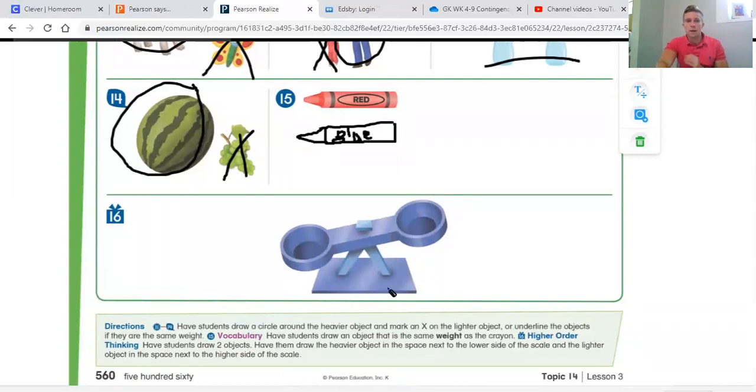You're drawing two objects. Now, this is going to be fun because we have some great artists in here. I want you to draw the heavier object on the lower side and the lighter object on the higher side. Okay, so over here, draw something heavy. Over here, draw something light. Anything you want. Go ahead. Okay, it's got to be something heavy, and it's got to be something light on the other side. Remember, you got to put the heavier on the left here with the lower side.